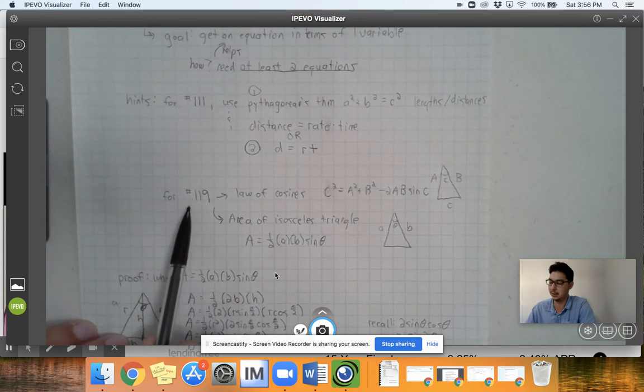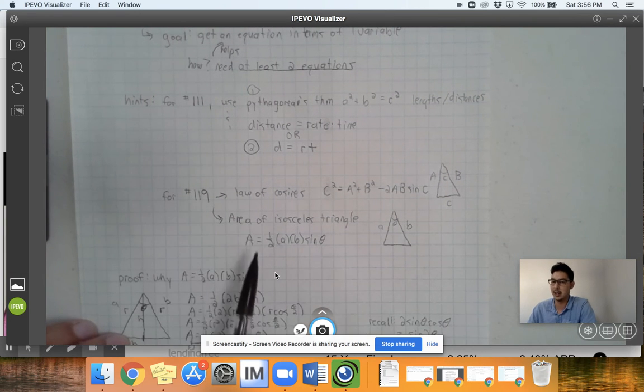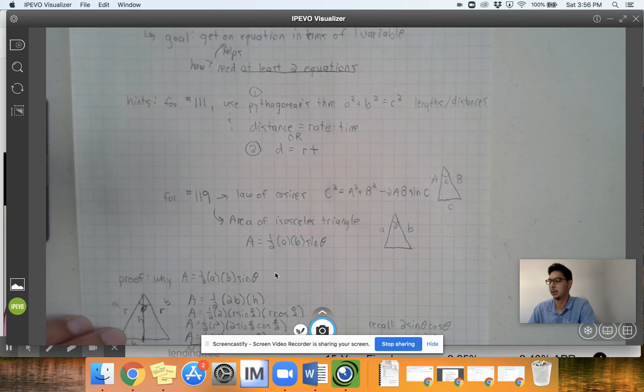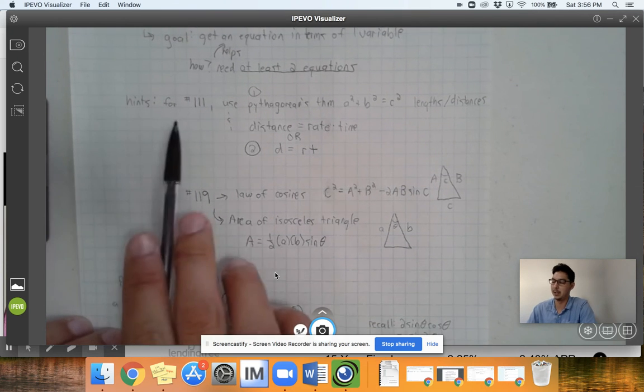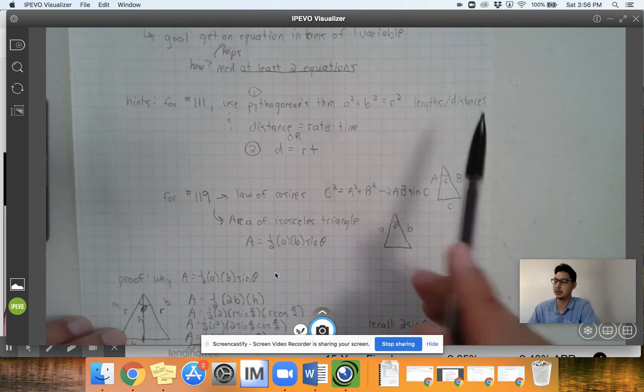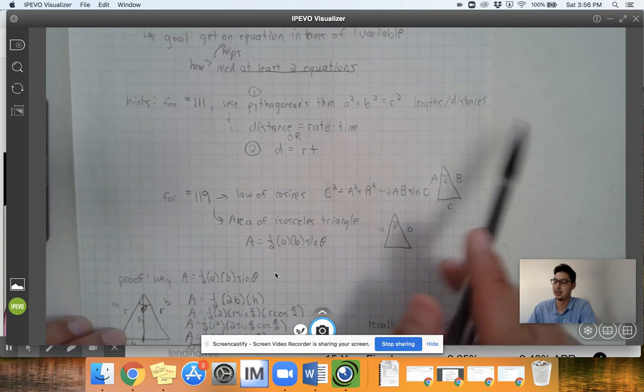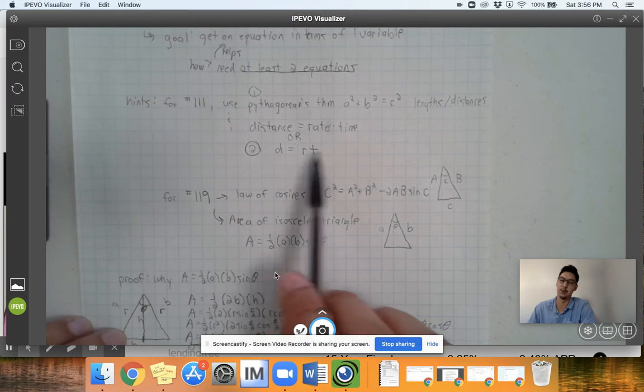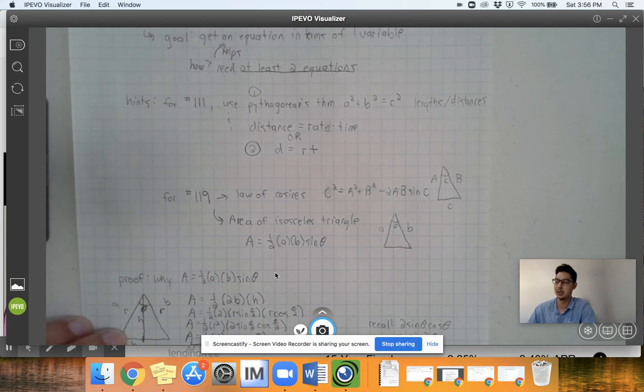So there's a little proof, a little bit messy, of why that is, but just my hint again is that for 119 you need law of cosines and the area of an isosceles triangle. Okay. And then for 111, Pythagorean theorem, which tells us lengths and distances, and distance equals rate times time. Okay. So there it is.